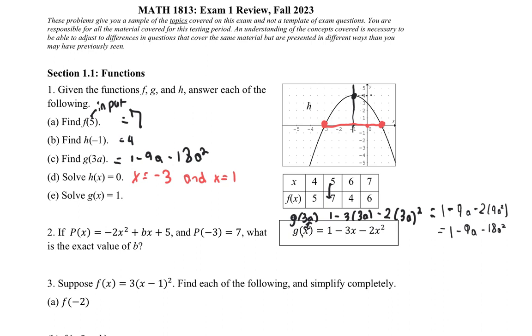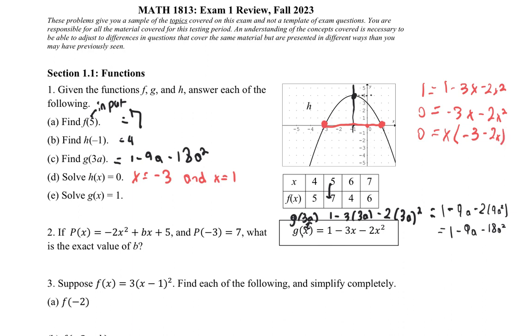Finally, again, solve g of x equals 1. Now the 1 is on the outside, so I'm going to take this equation, g of x, and set it equal to 1. So I'll say 1 equals 1 minus 3x minus 2x squared. I'll subtract the 1 over, so I get 0 equals negative 3x minus 2x squared. I have an x on both of these, so I'll factor one out. So I'll have 0 equals x times minus 3 minus 2x.